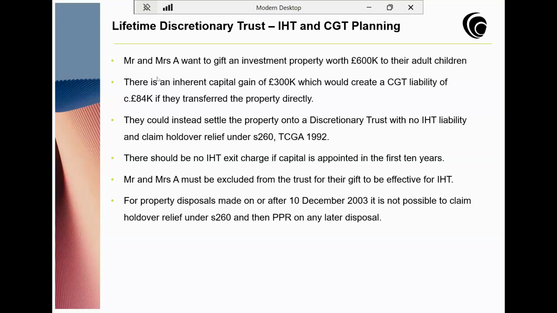And the only other point that I'd make here is that for property disposals made after December 2003, it's not possible to claim holdover relief under Section 260 and then subsequently claim private residence relief on a later disposal. So, we have got to take care in deciding whether this is appropriate if, as in my example here, the investment property might actually be used as a residence for one or more of the beneficiaries.